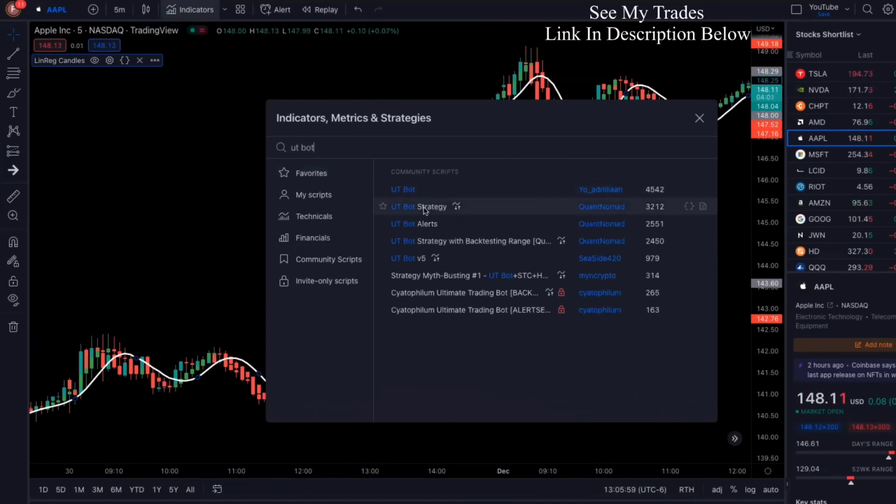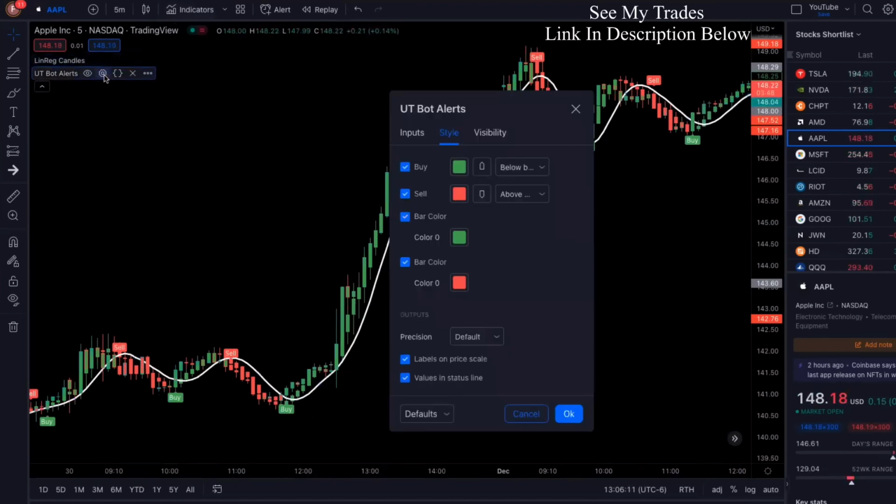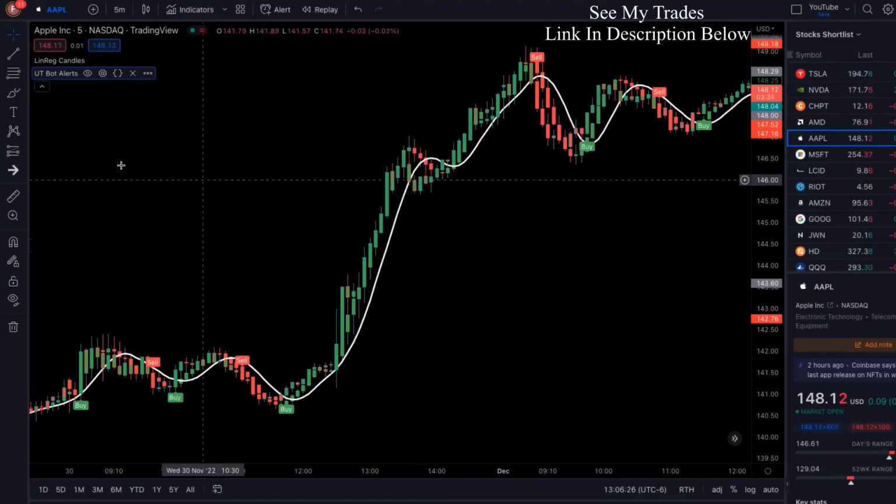The second indicator we're going to be adding is the UT bot alerts. Not the UT bot strategy. This right here, the UT bot alerts by Quant Nomad. Click on that, get that added. And we're going to make some changes to this as well. Click on settings and then input. We're going to change the key value to 2, and we're going to make the ATR period 1. Okay, click OK.